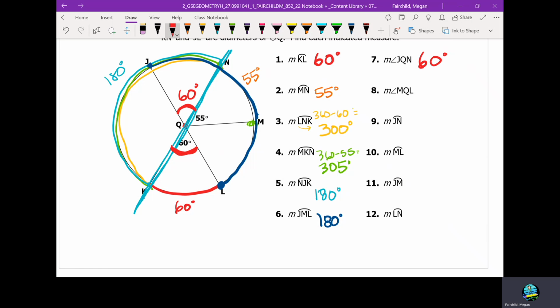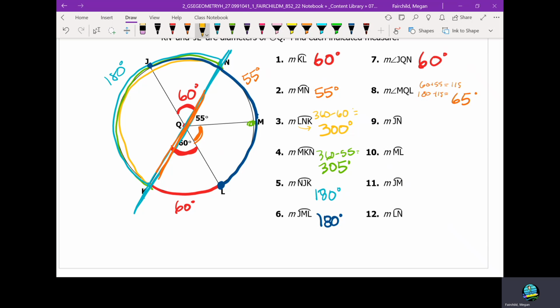Number 8, angle MQL. MQL is right here. And let's see, we've got this whole line here, which makes 180, this diameter, right? So we've got 60, 55, and then MQL. So we're going to have to take 60 plus 55, which is 115, and then subtract that from 180, which is 65. That would be the answer.